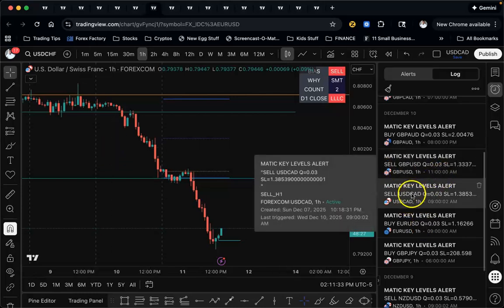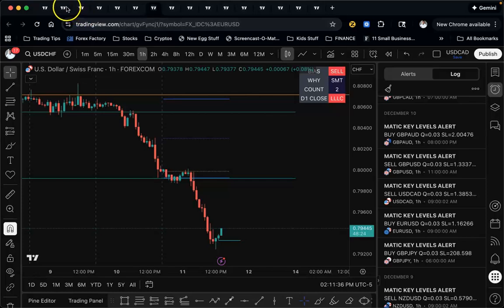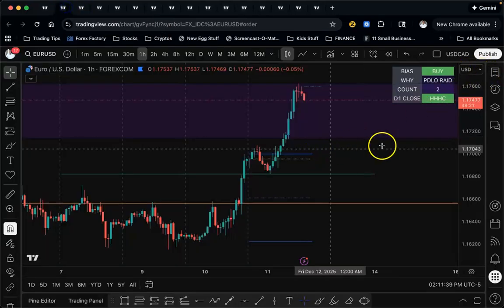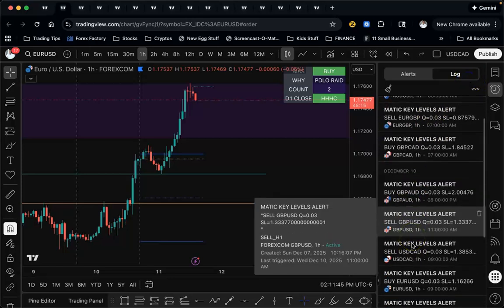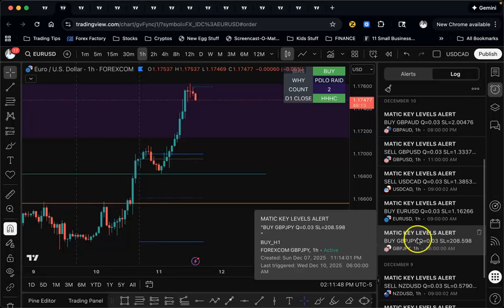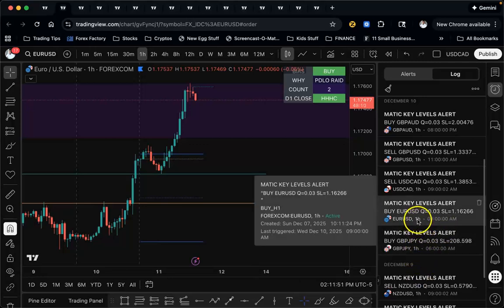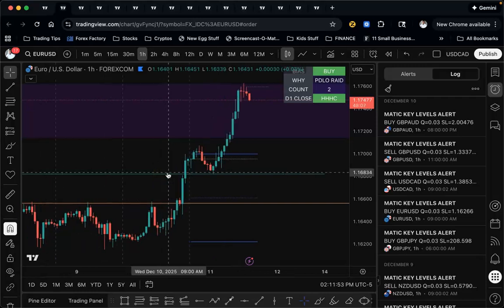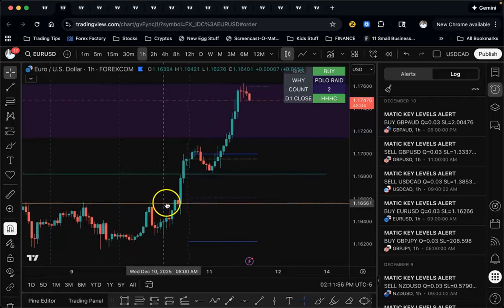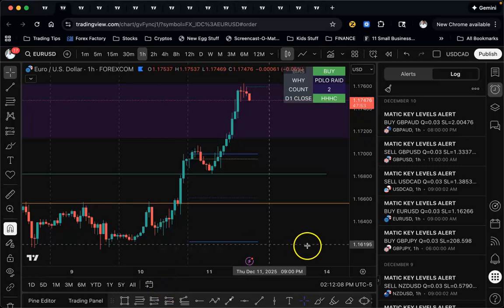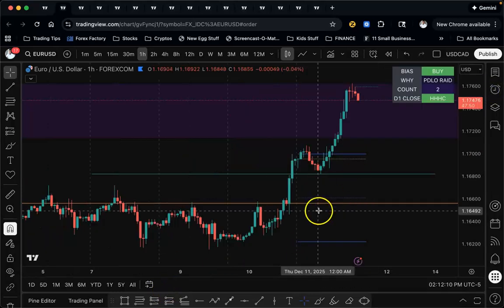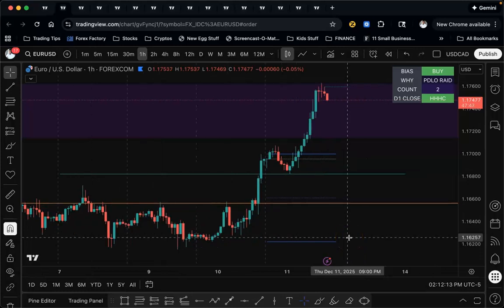But this Euro USD trade was amazing yesterday. Let me pull it up. So I got that alert on Euro USD at 9 a.m. yesterday. That's 8 a.m. right there, and I got it right here at 9 a.m. I took the buy, and then as you can see, price just rallied like crazy. So that's literally all I had to do, right?